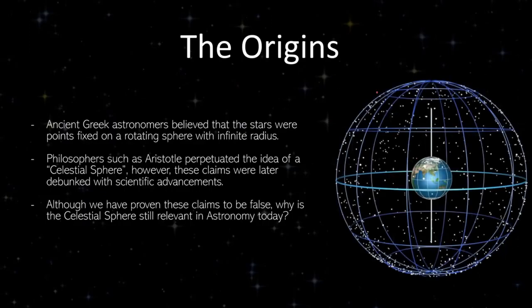Essentially, they said that the stars were points fixed on a sphere, and the sphere had infinite radius, and the center of the sphere was the Earth. The sphere was rotating, which caused the apparent motion of stars in the nighttime. This idea can be considered silly now, but it was the most plausible explanation for ancient Greek astronomers.